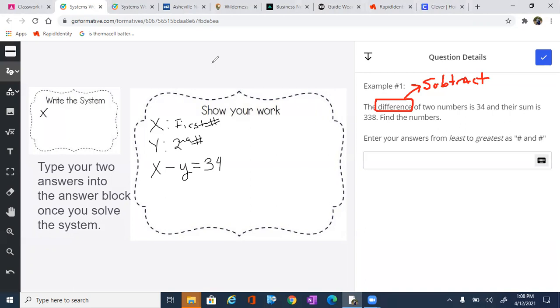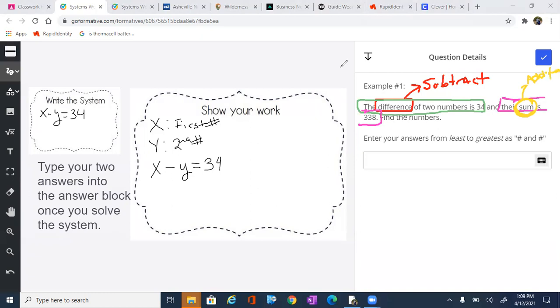And what we have here is our first equation. Then we're going to build a second equation, and notice what it says. It says their sum is 338. This is where we're going to get our second equation. And think about it, when we say the word sum, that is addition.